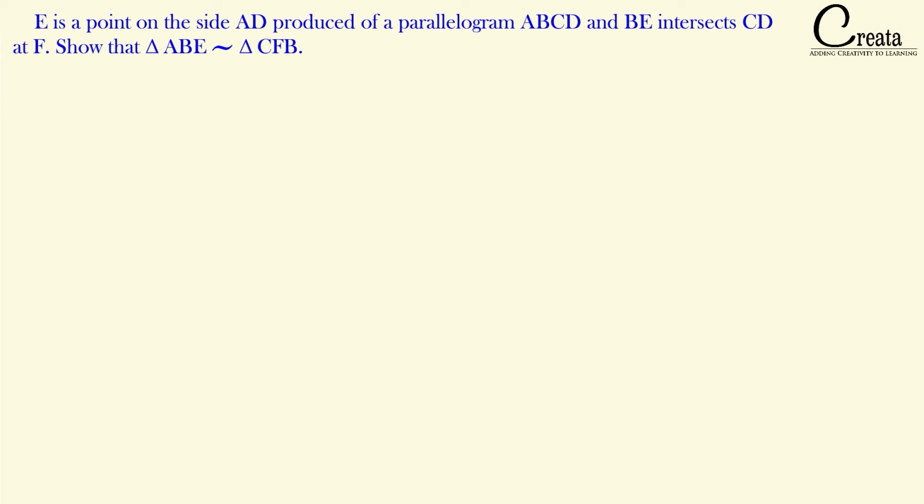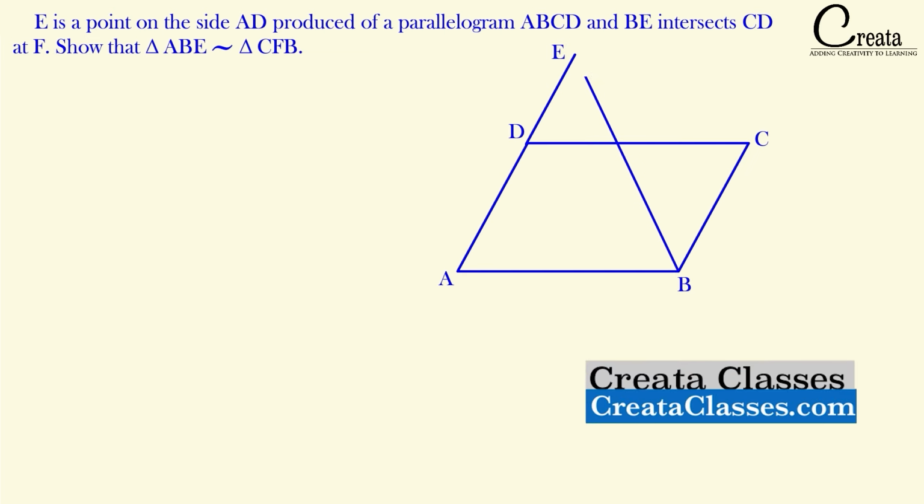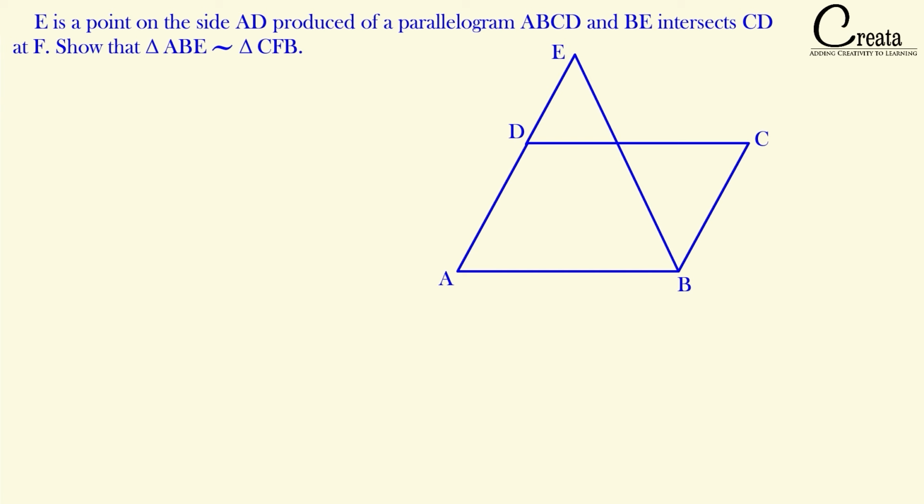Let's observe the question. In this question, a parallelogram ABCD is given. So let's draw the parallelogram ABCD. Further, it is given we are having a point E on the side AD produced. AD produced means we have to extend the side AD, which will have the point E. Further, it is given BE intersects CD. BE means we have to draw the line segment BE. Let's join B and E. And BE is intersecting CD. Yes, it is intersecting the line segment CD or the side CD at the point F. So this will be the point F.